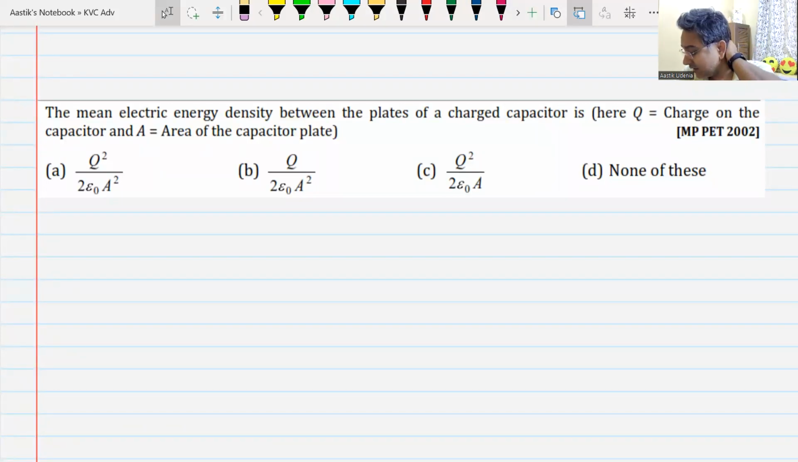And this is the first question that is going to come. The mean electrical energy density of electric field. If you remember, we have discussed this. Between the plates of the capacitor, which formula is applicable for the energy density between the plates of the capacitor? I'll give you a minute.